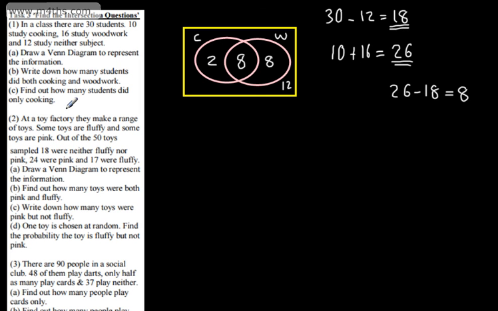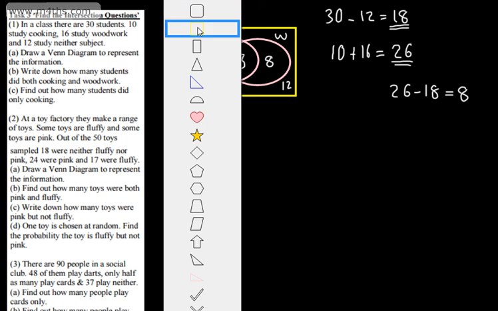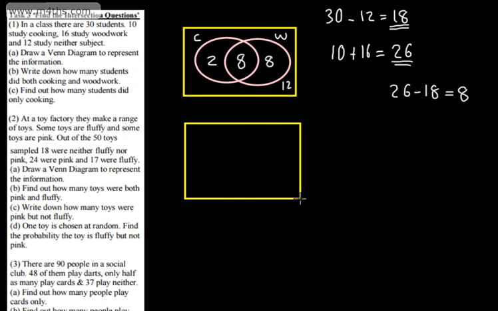Okay, question 2. At a toy factory, they make a range of toys. Some toys are fluffy and some toys are pink. Out of the 50 toys sampled, 18 were neither fluffy nor pink, 24 were pink and 17 were fluffy. In part A, we need to draw a Venn diagram to represent this information. So again, we've got an intersection to find. We need to find the middle, and we need to do a bit more work than we did in the previous task. So let's go ahead and do that.